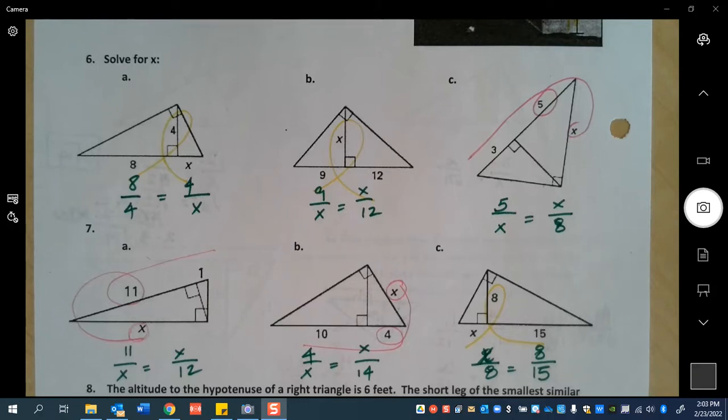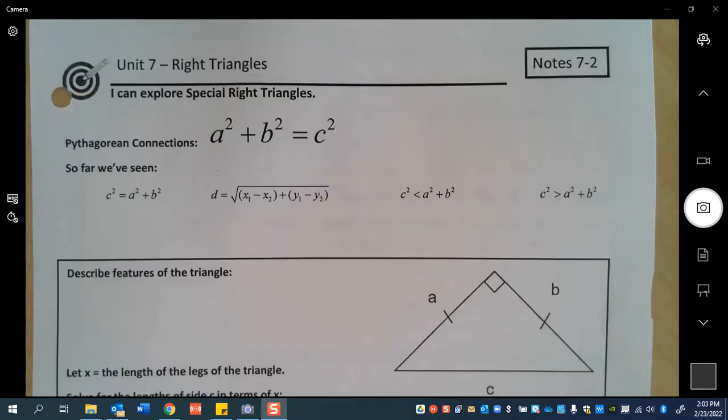Sure. All right, so here come today's notes. Do you remember a couple of lessons ago, we talked about the idea of, are all isosceles triangles similar?